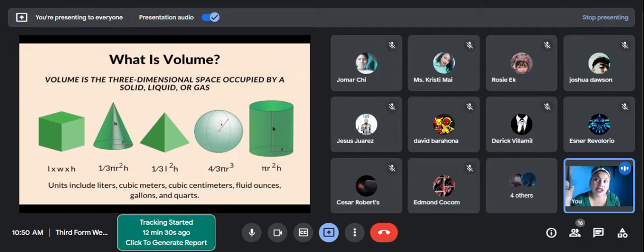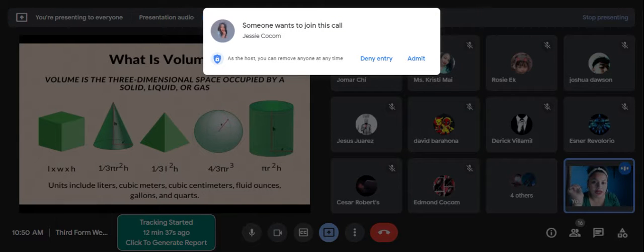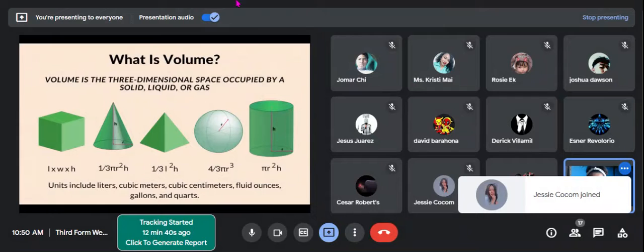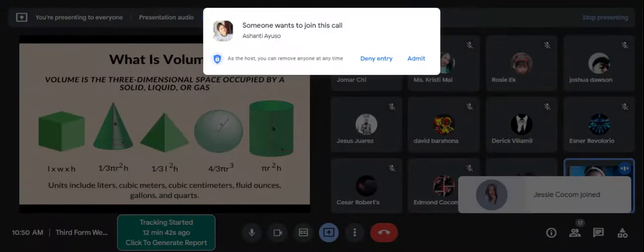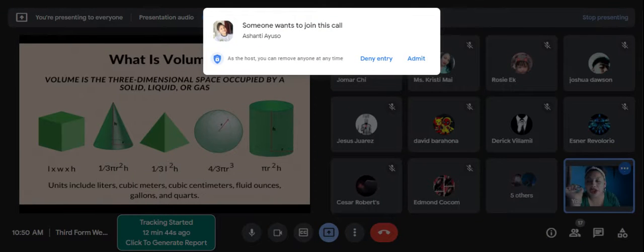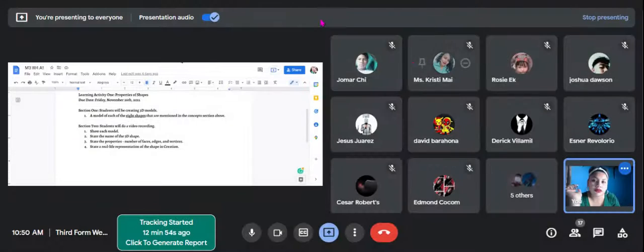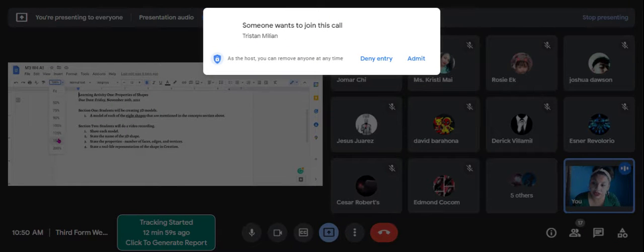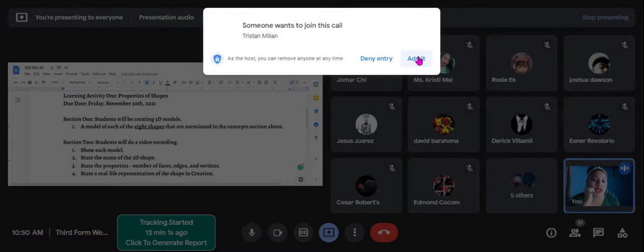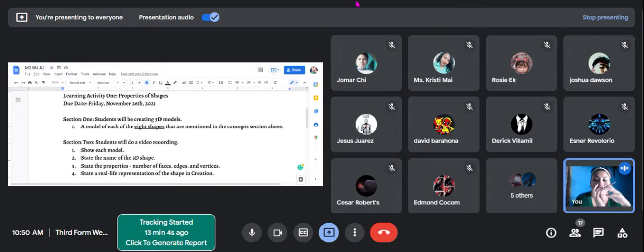I did not have class with you guys yesterday, but I did ask you guys to work on your learning activity one. And your learning activity one was for you to start on your video. And then this was your assignment for the first assignment, sorry. And in this assignment, you guys were to have created models of the eight shapes.